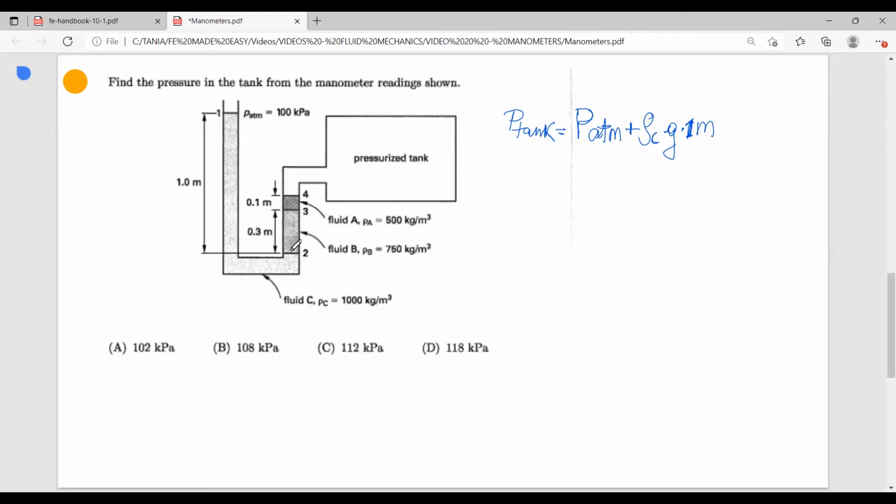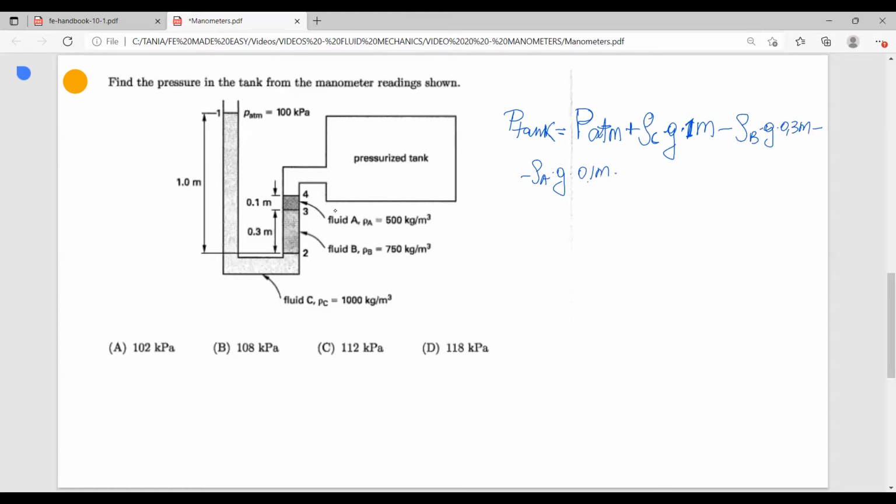And from this point, we have to calculate the pressure from this point to this point. And if you notice, we're going upward, and what we know, going upward, the pressure decreases. So we have to subtract now, and we're going to have the density of liquid B times g times 0.3 meters. And going forward, notice how we have to again subtract, because we're going upward, the density of liquid A times g times 0.1 meters.